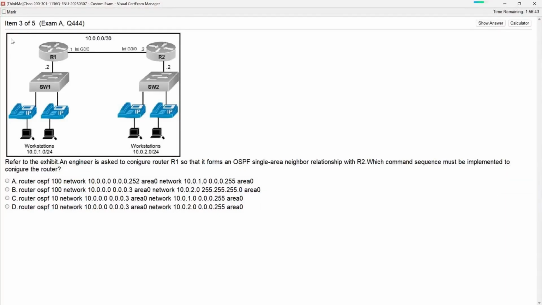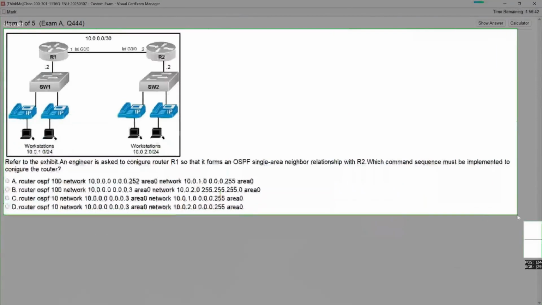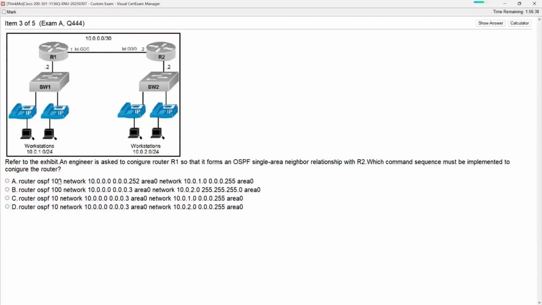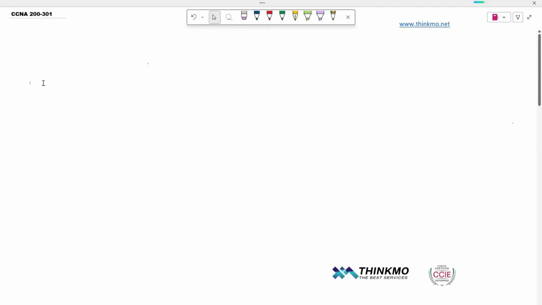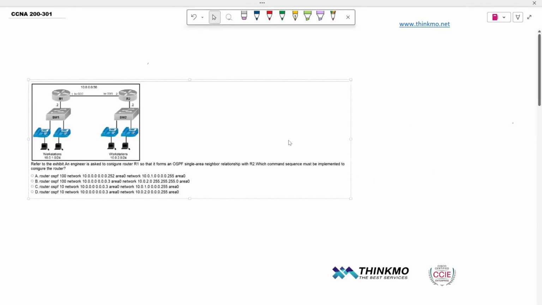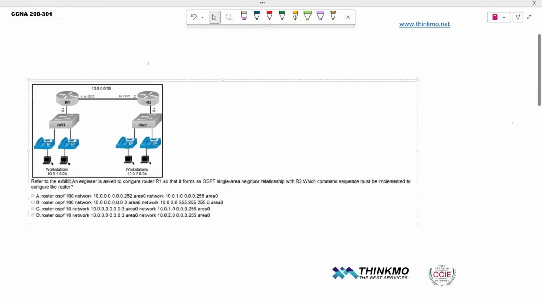We've seen this type of question before as well. It's also very simple, just like this. It's about configuring OSPF. The basic configuration of OSPF. So configuring this router so that it forms a connection with router 2. Which commands must be implemented to establish this neighbor relationship? The correct answer is C.